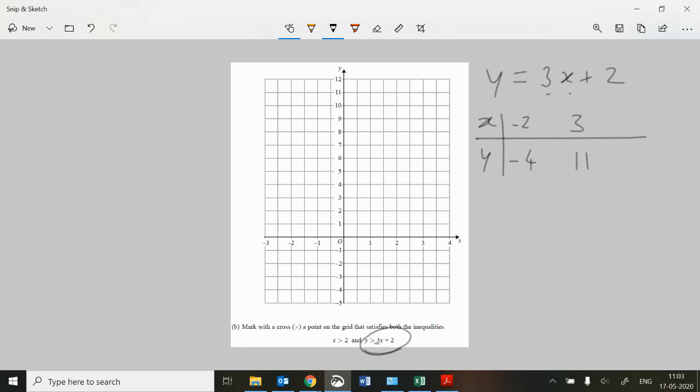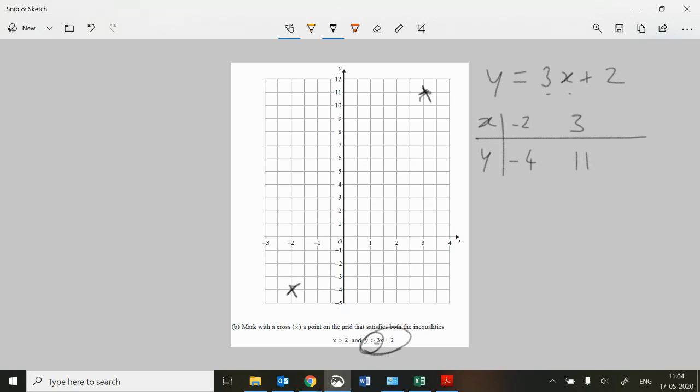Remember, in this case, it says greater than, it's not greater than or equal to, so we'll want a dotted line and not a solid line. So we've got -2, -4, so that's this point here. And we have 3, 11, so that's fitting on up here. So I'm a bit inaccurate there. You obviously need to be accurate with your pencil.